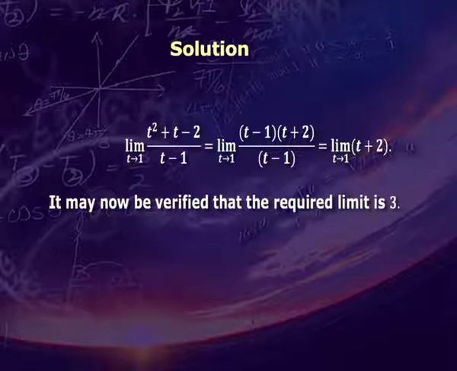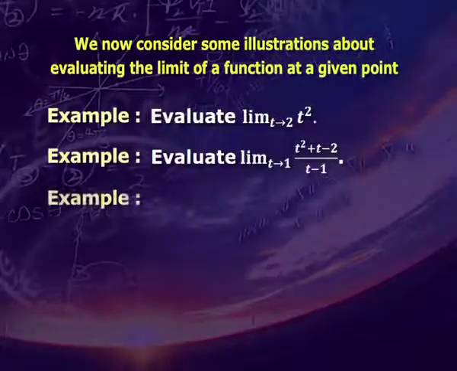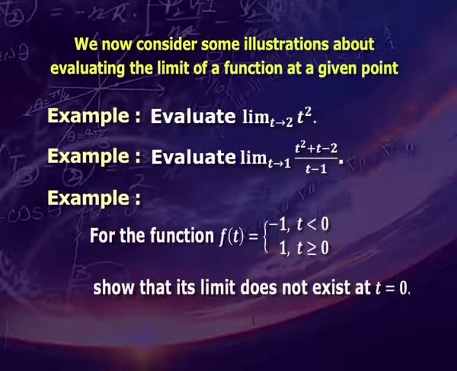It may now be verified that the required limit is 3. Next, we consider an example where the limit does not exist. Example: for the function f(t) equal to -1 when t is less than 0 and 1 when t is greater than or equal to 0, show that its limit does not exist at t equal to 0.